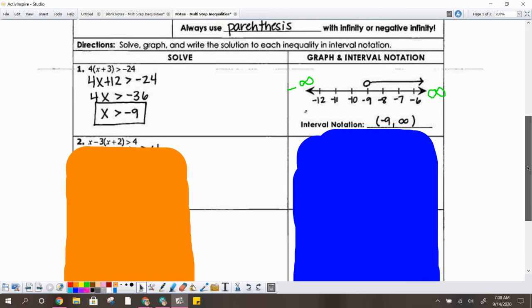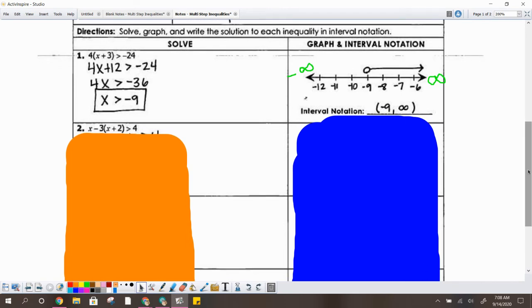We have x minus 3 times the parentheses, x plus 2 is greater than 4. So step 1 is to distribute our negative 3. Okay, so we want to make sure we're passing out that negative 3 to both parts. So when we pass out that negative 3 to both parts, we end up with x minus 3x minus 6 is greater than 4.